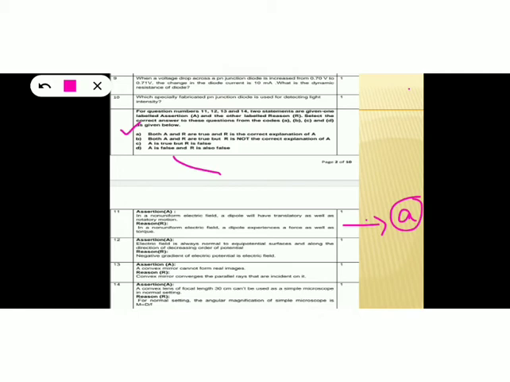Question number 12. Assertion is: electric field is always normal to the equipotential surfaces and along the direction of decreasing order of potential. Okay, that is the first assertion. Then reason. What is the reason part? Negative gradient of electric potential is electric field. See, what is the assertion? Electric field is always normal to equipotential surface. That is true. And it is also acting along the direction of decreasing order of potential. That is also true. So, assertion statement is true.